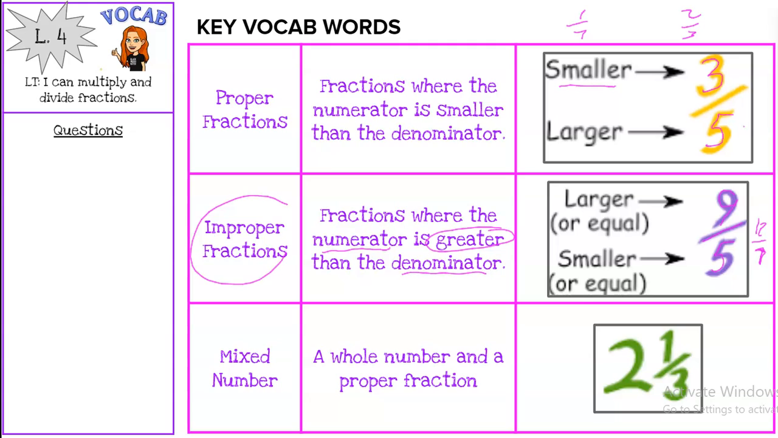And then remember, improper fractions can be changed into mixed numbers, and mixed numbers are whole numbers and a proper fraction. So we have the whole number 2 with a proper fraction. So we say 2 and 1/3 is how we say that fraction.